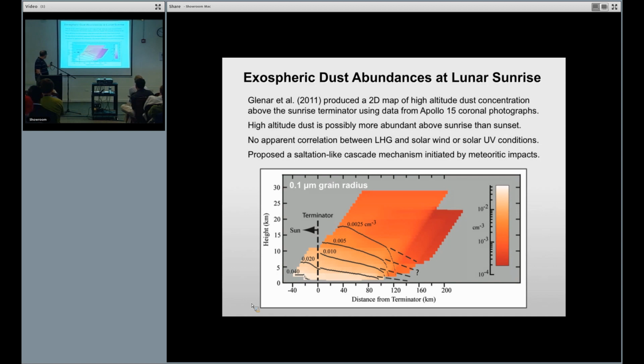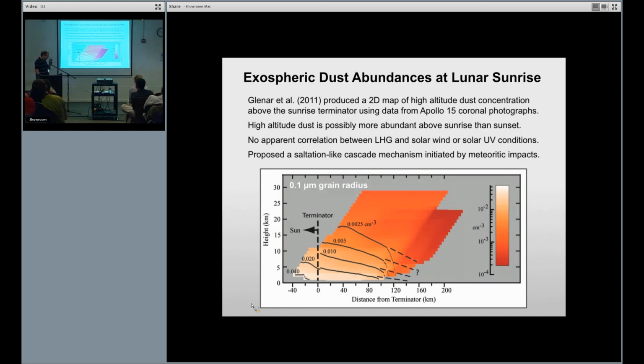And also what we found was there was no apparent correlation between this lunar horizon glow and solar wind conditions or solar UV conditions. And if electrostatic dust transport is causing this dust at high altitude, you'd expect some kind of correlation. And for this limited number of events, there wasn't any. So that was a little bit puzzling.